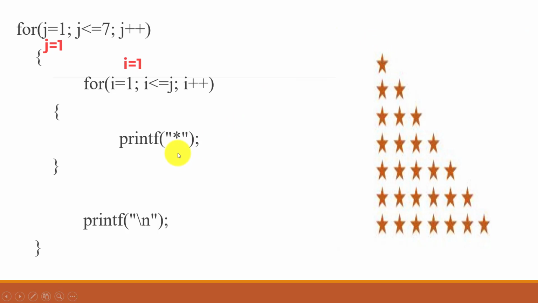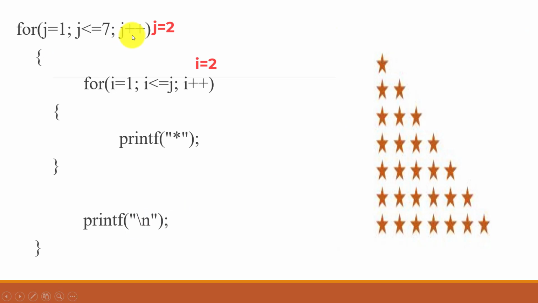Now after that i gets incremented. Now the value of i becomes 2 here. Now again this condition is checked, whether 2 is less than or equal to j, because j is 1. Now this condition is false. Now it will come here to the next line of this loop. So it will print \n, that is, the cursor will come to the new line. And after printing this new line, the compiler control goes to the outer loop's j++.